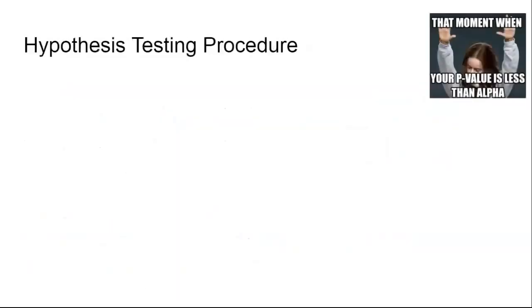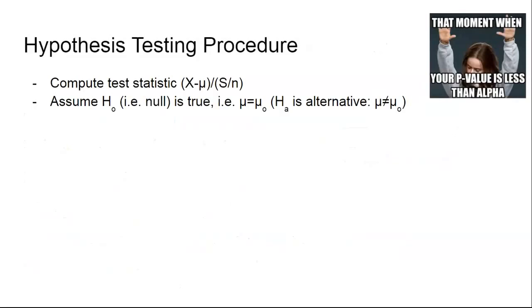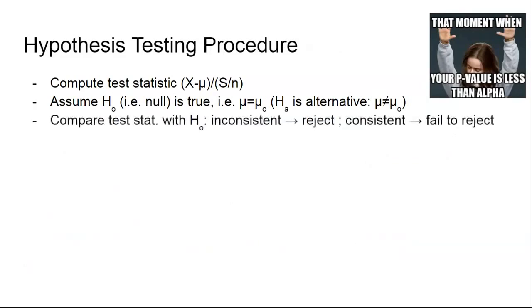When we test hypotheses, we must follow a certain procedure. First, we have to compute the test statistic, which is x minus mu divided by sigma over root n. Then, we have to assume that H0, also called the null hypothesis, is true. The null is that mu equals mu naught, whereas HA, or the alternative hypothesis, is that mu does not equal mu naught. Finally, we compare the test statistic with the null. If it's inconsistent, we reject the null, and if it's consistent, we fail to reject the null.